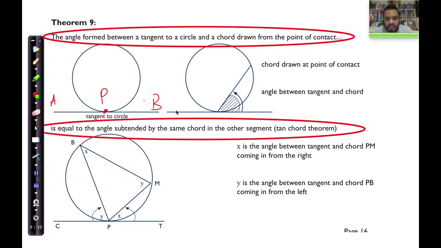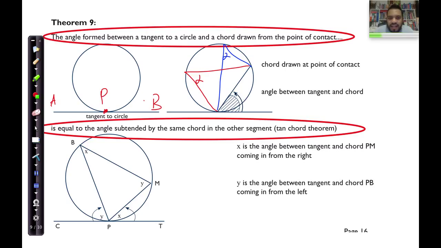Now if you look carefully, this is my tangent, that is the chord, that is an angle. Any angle that is subtended by that same chord, that angle there, let's make it blue, and that angle there at the circumference, that is equal to that, which is equal to that.